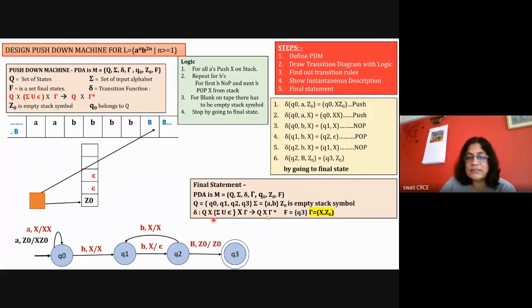So writing this in the form of mathematics is important. Like Q cross sigma union epsilon into rho is equal to the new state and the stack operation. So write that. Q is done, sigma is done, delta is done, rho is done. Then Q0 initial state, Z0 stack empty symbol, and capital F is equal to Q3. So write it in this form, as a set of states, and then stop.